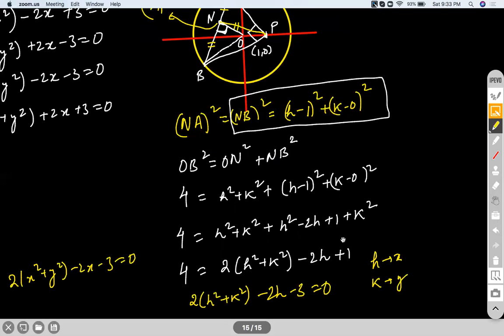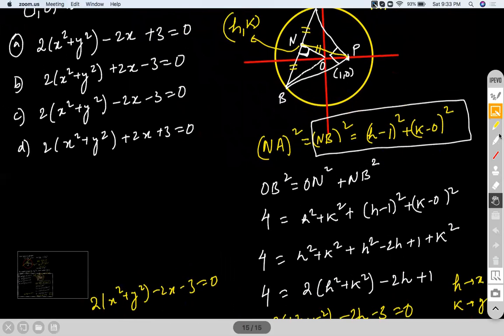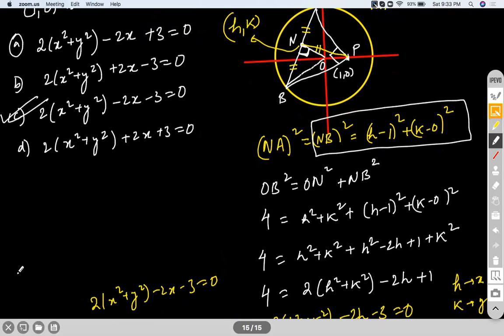Is there any option which matches with this? Option number C. Yeah. Getting it? Yes, sir.